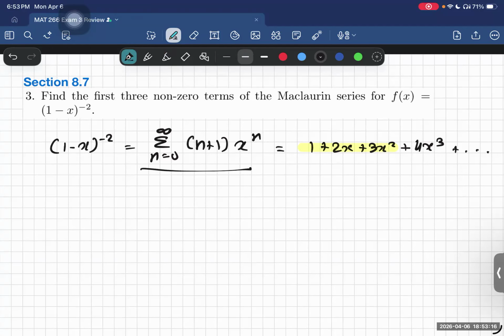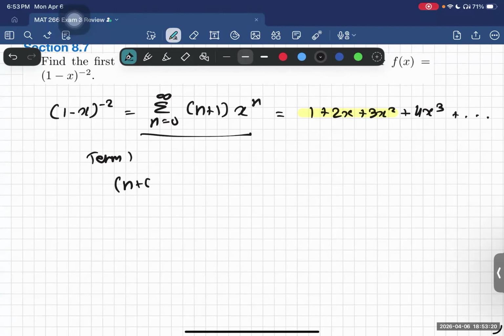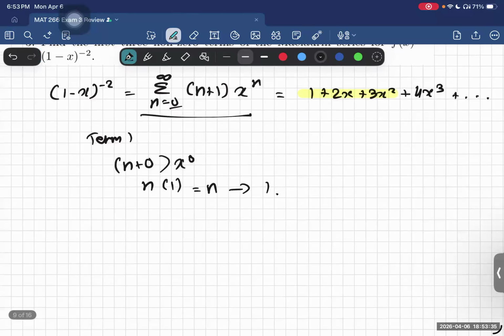So let's go term by term. For term 1, we have n plus 1, because 0 was our starting point, times x raised to 0. x raised to 0 is just 1, so the coefficient is 1. Because in the series, you are just looking for the coefficient, right? Okay. For term 2, I have (n plus 1) x raised to 1.